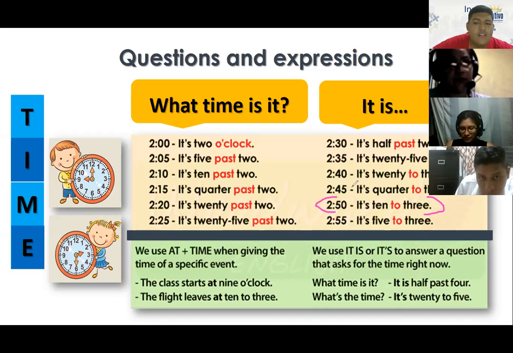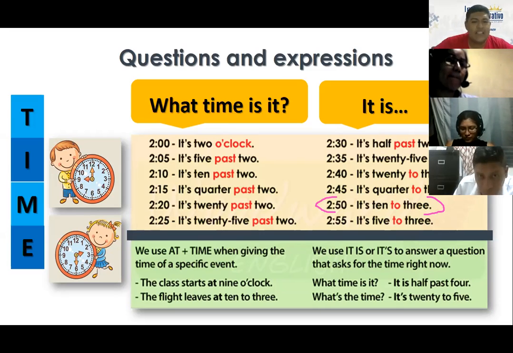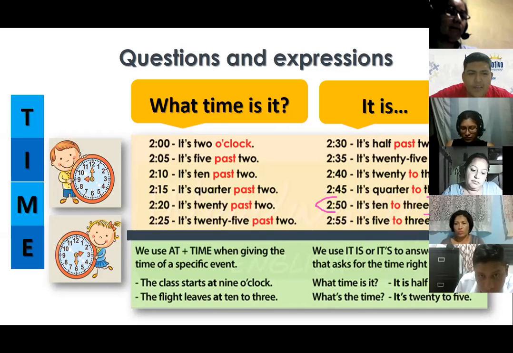It's 3:15. Faltan 15, falta un cuarto para las 3. It's 2:45. It's 2:50. It's 2:55. Right? It's 2:40. Faltan 20 para las 3. So you denote the time. Got it, people?